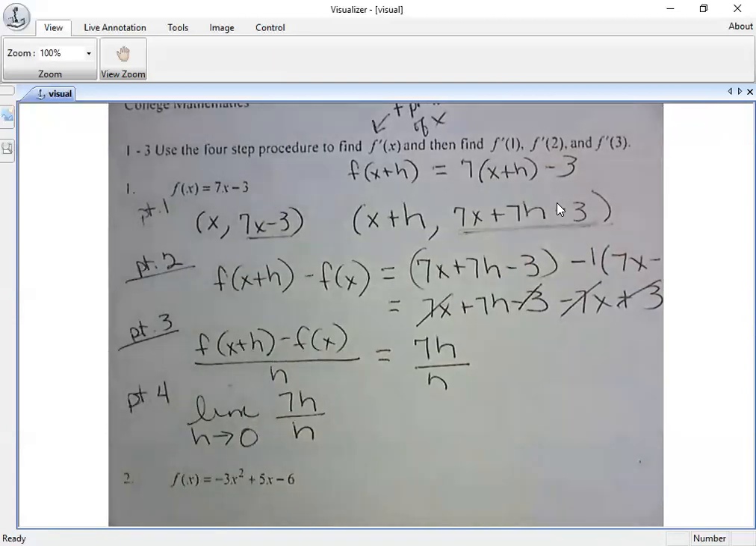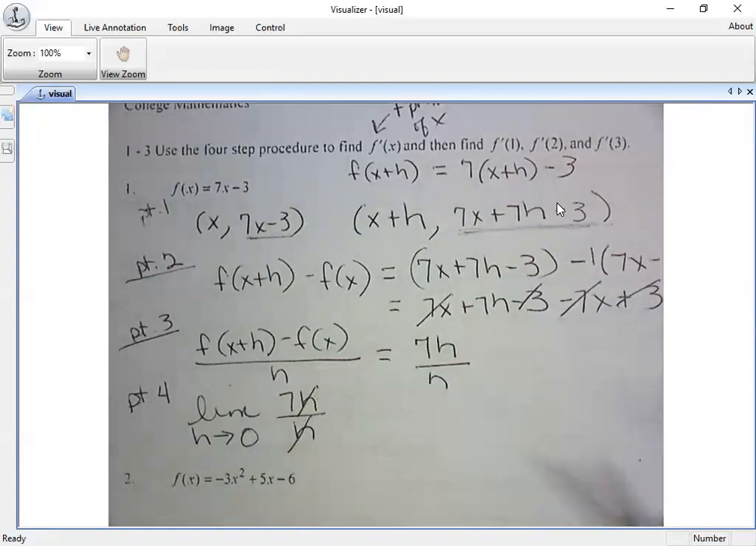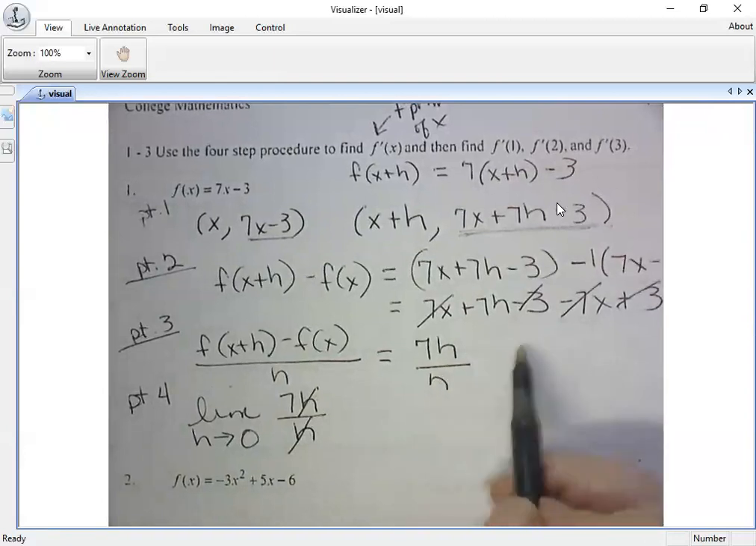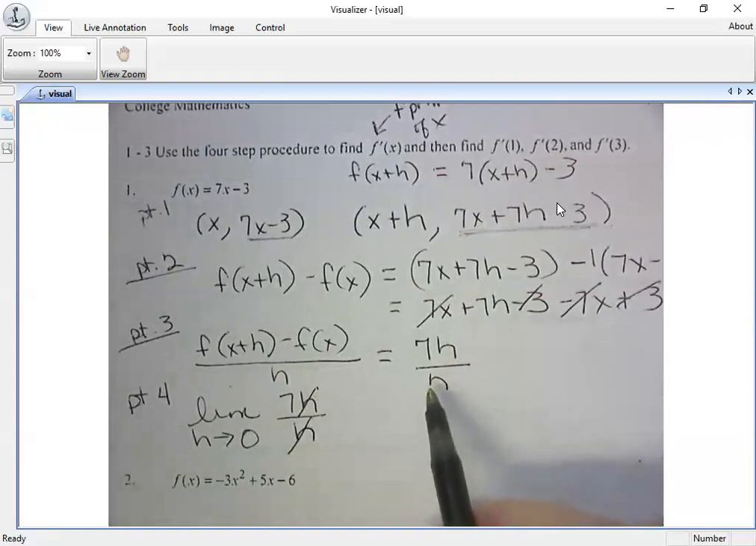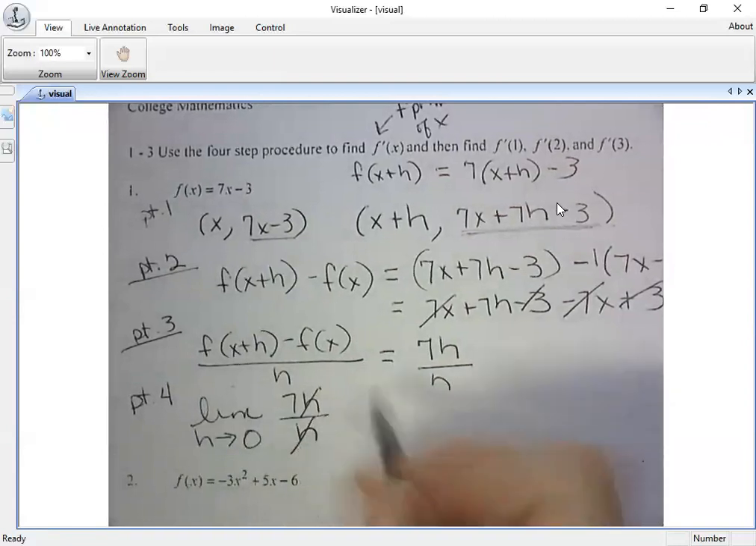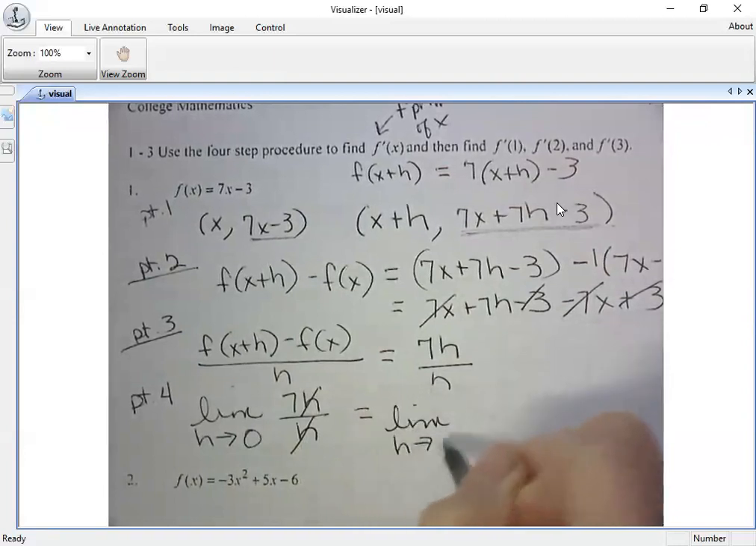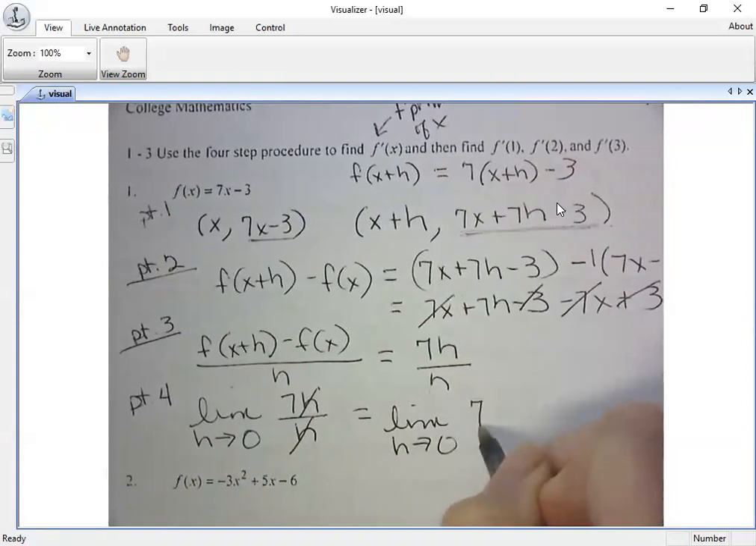Exactly. If I have an h on top and an h on bottom, these are going to cancel. Here's why you should only have terms that have h's in the numerator: as long as that's true, h is going to be a common factor. And if I factor out an h on top, it will cancel with the h on bottom, which is how I'm going to be able to solve for the limit. Which now gives us the limit as h approaches 0 of the number 7.